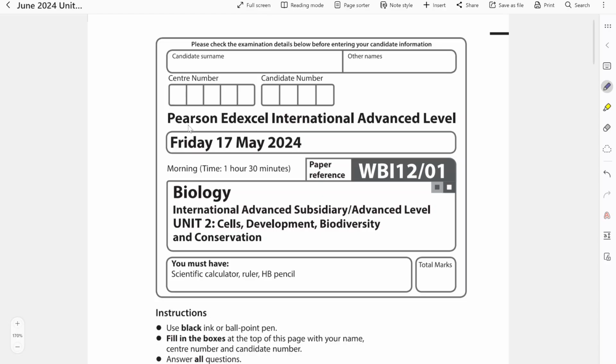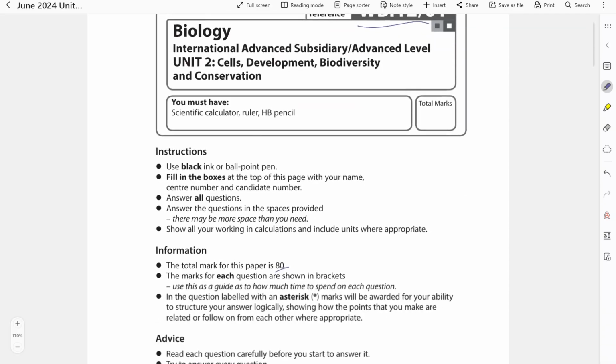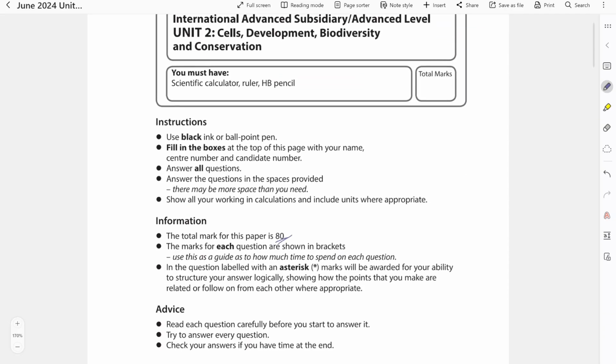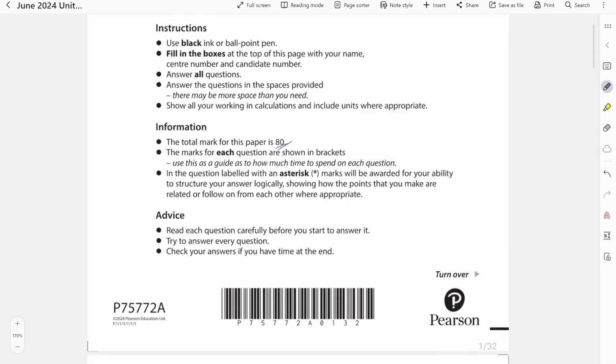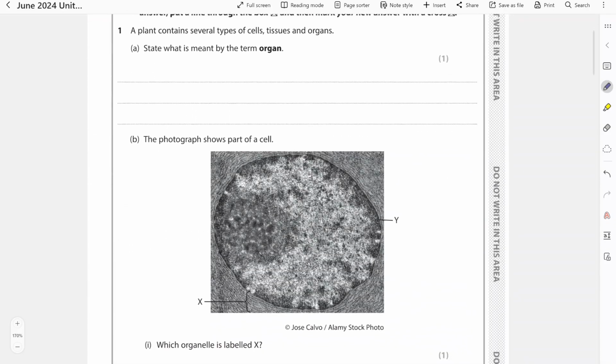Hi everyone, this is the Edexcel International A Level biology paper. This is May-June 2024 and Unit 2 as you can see here. This covers cells, development, biodiversity, and conservation, and the total mark for this paper is 80 marks. Alright, let's get started. Question 1.